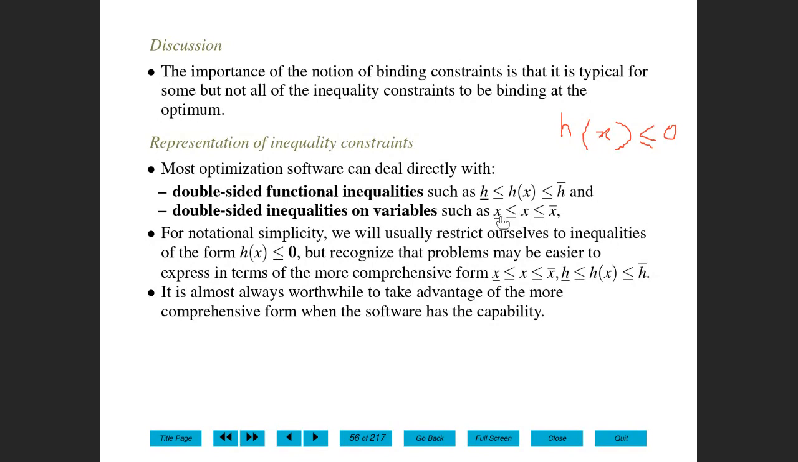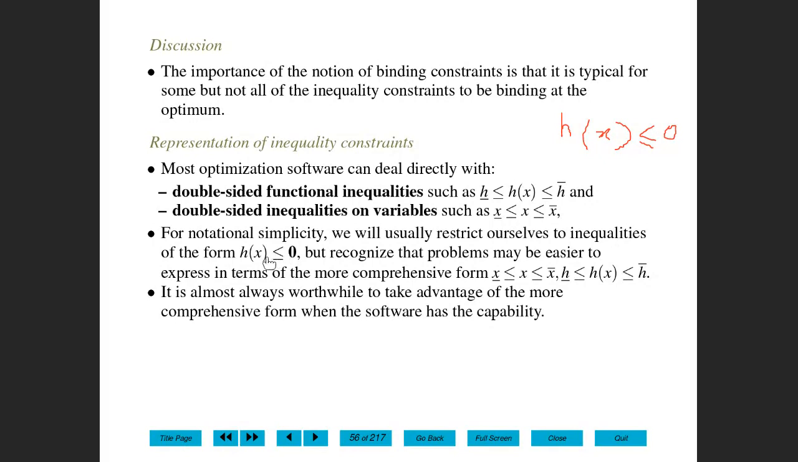For example, Desmos also allows you to use double-sided inequalities on the variables, because we can say that x ranges from, let's say, -10 to +10. So some software has this capability. But the reason we use h of x is less than 0 is just for the sake of simplicity, to make things easier.